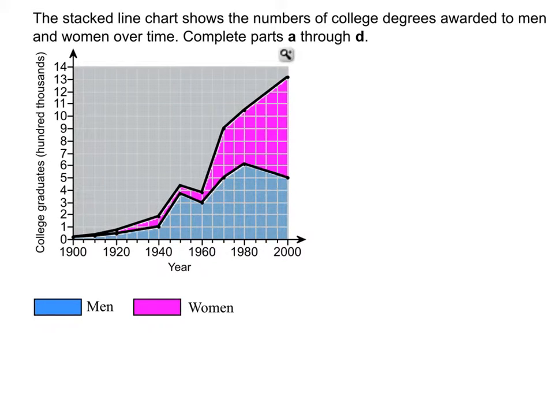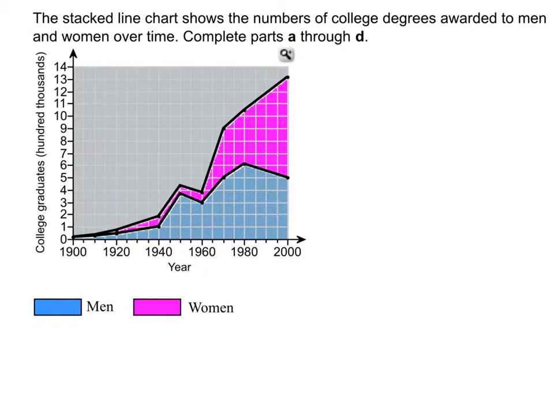Okay, here's a problem that was sent in from one of your classmates. It's a MyMathLab problem. It says that the stacked line chart shows the number of college degrees awarded to men and women over time. Complete parts A through D.